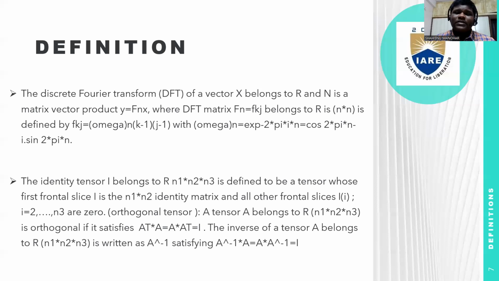Orthogonal tensor. A tensor A belonging to R^(n1×n2×n3) is orthogonal if it satisfies A^T * A = A * A^T = I, where transpose means exchanging the row elements into column elements. The inverse of tensor A belonging to R^(n1×n2×n3) is written as A^(-1), satisfying A^(-1) * A = A * A^(-1) = I, where I denotes the identity tensor.